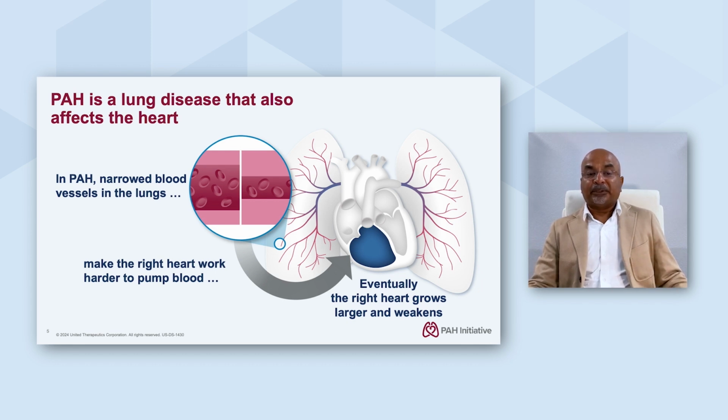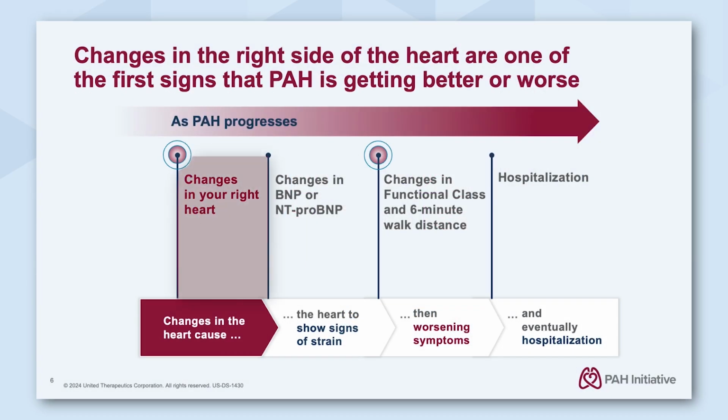But in pulmonary arterial hypertension, the blood vessels within the lungs get progressively narrower. That means that the right side of the heart now has to pump harder. It has to work harder to pump the blood into the lungs, which results in strain of the right side of the heart, and it starts becoming larger and also becoming weaker with time. These changes in the right side of the heart are often one of the first signs of pulmonary arterial hypertension that it's getting worse, and can also indicate that it's getting better based on if somebody is on appropriate treatment.